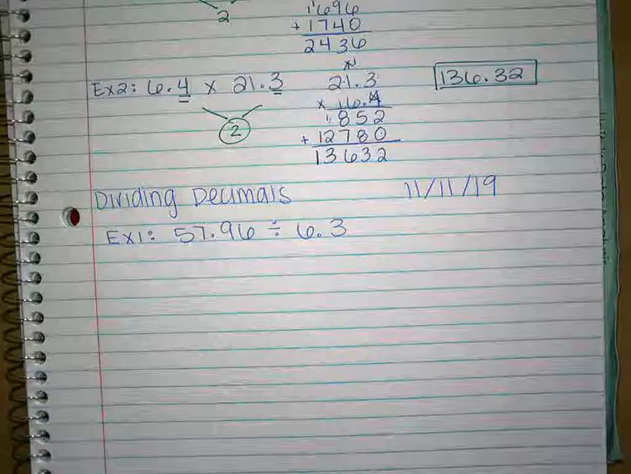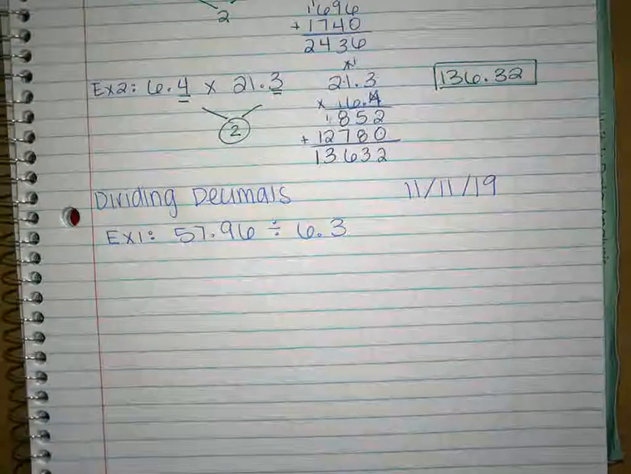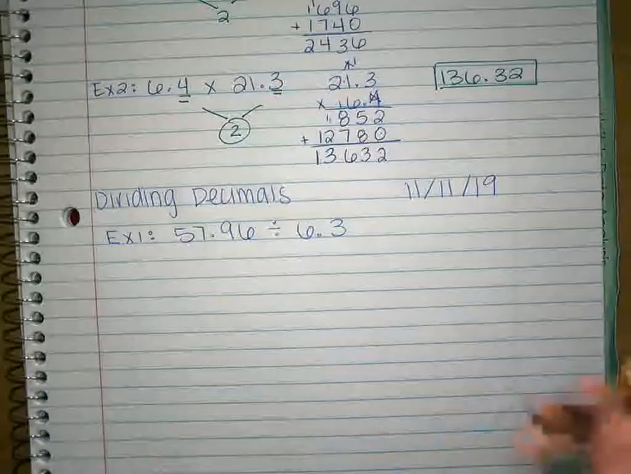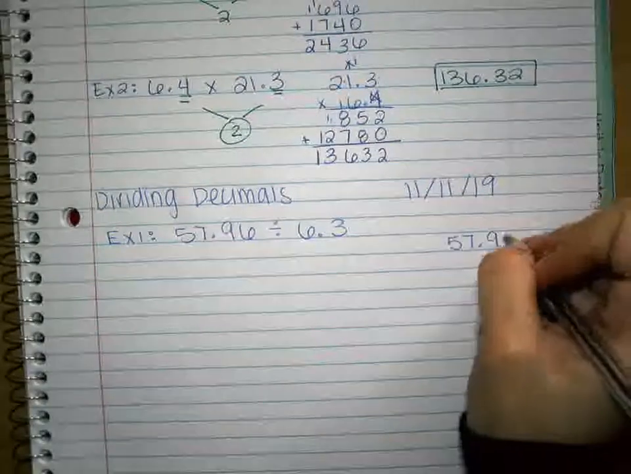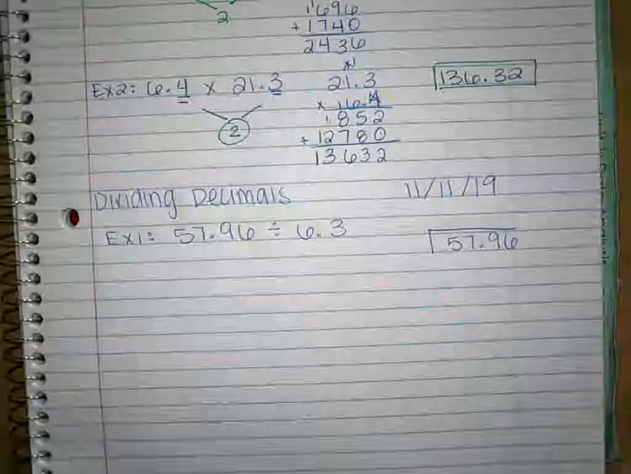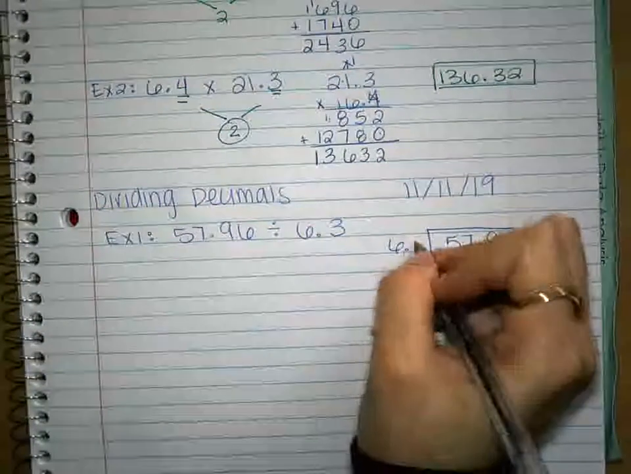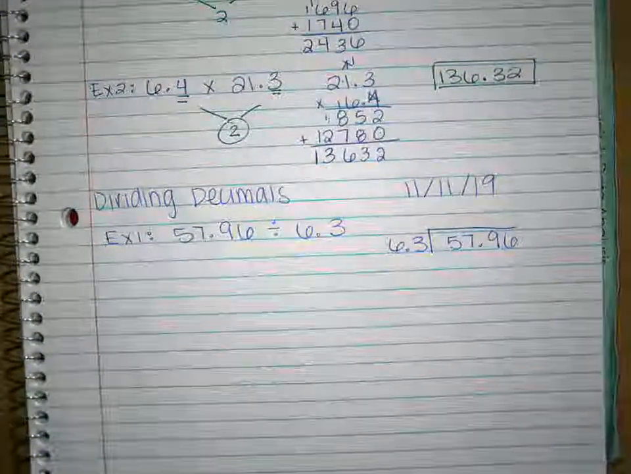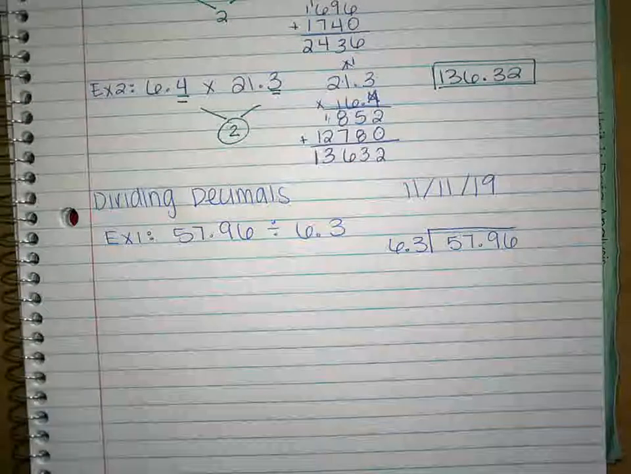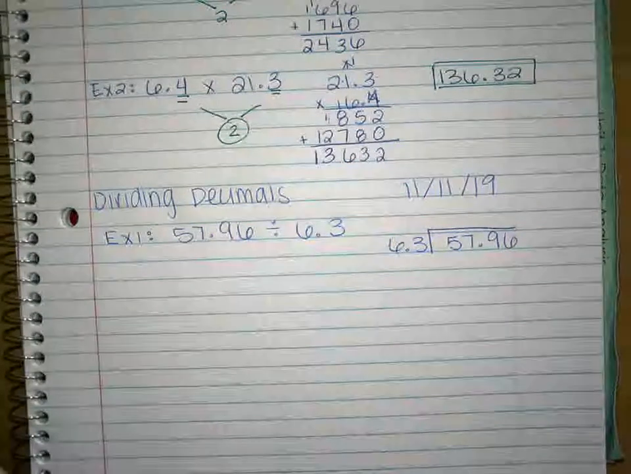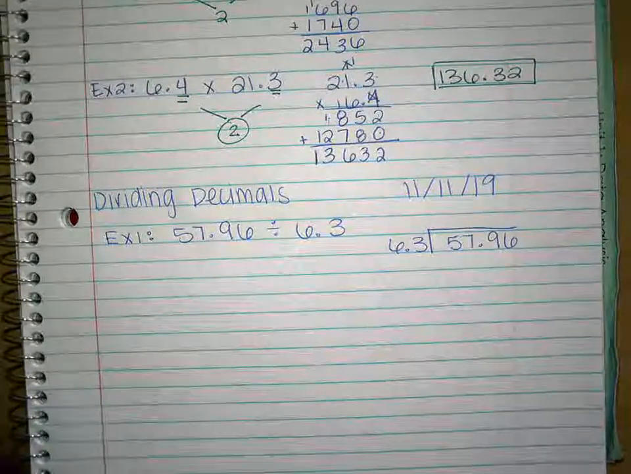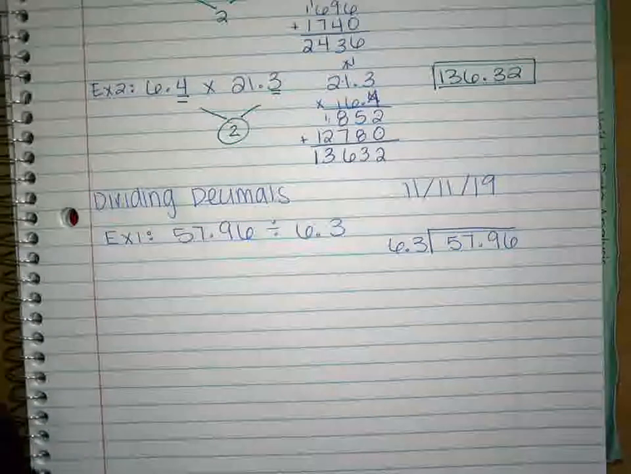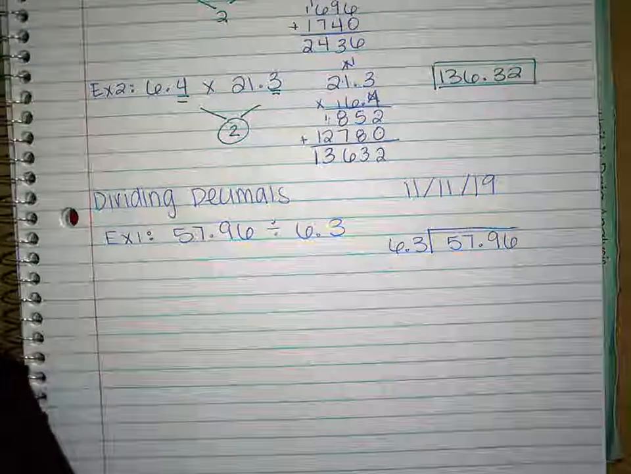Which number goes inside the house? 57.96. And I'm dividing that by 6.3. The first number always goes in the house, or the top number in a fraction always goes inside that house, because it's the first number that is listed. Now what?